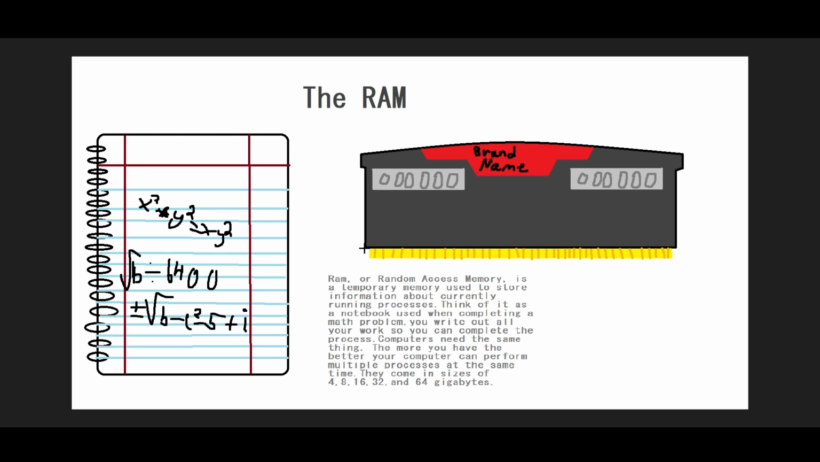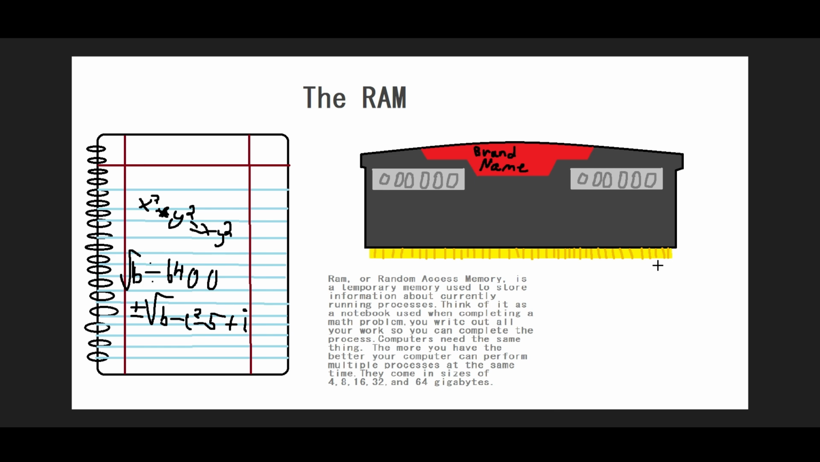This memory acts as a temporary memory, like a notebook when you're doing a math problem, so that the CPU can write all of its information down onto that temporarily so it can complete the process. So essentially, like I said, it's just scratch space for the CPU to do its job. The more RAM that you have, the easier it will be for the CPU to do its job. And they come in sizes of 4, 8, 16, 32, and 64 gigabytes.